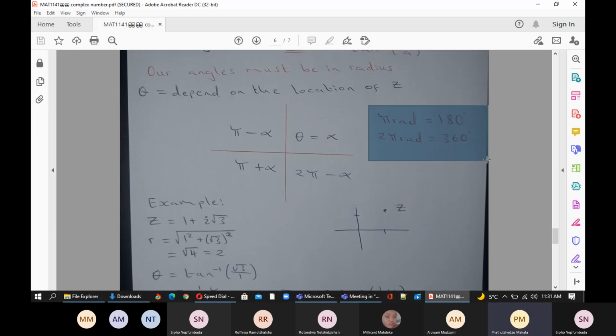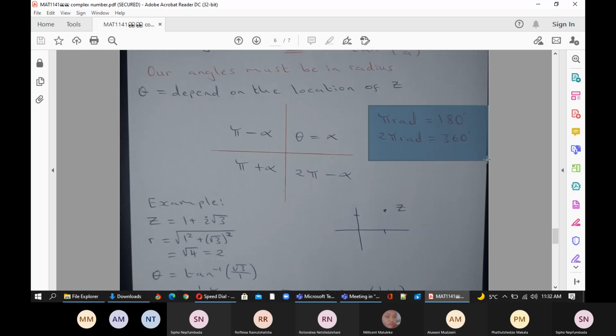Okay. Our pi rad is equal to 180. Therefore, our 2 pi rad is equal to 360. So now, when we are using the Cartesian plane, we know that theta is equal to alpha. So meaning that theta is equal to 180.